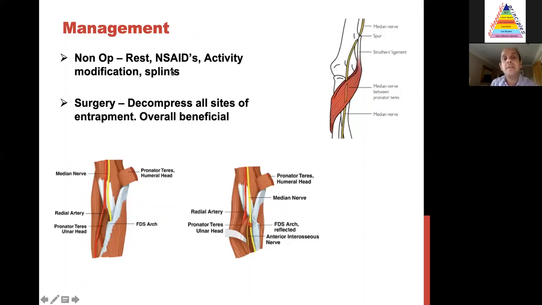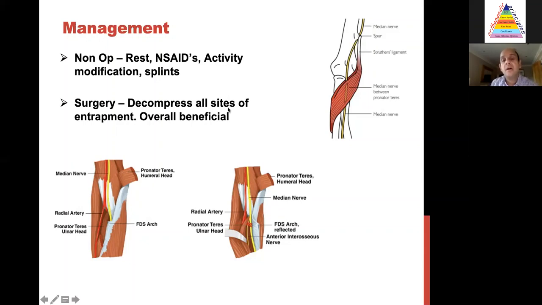Some painkillers, yes, splints, activity modification. So for example, if the nerve is getting compressed in two heads of pronator teres, you would tell the patient not to do, if his job involves pronation, a lot of heavy work with forearm in pronation, you will tell the patient to refrain from that.